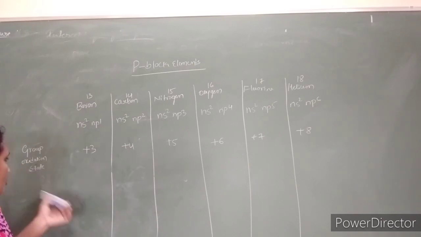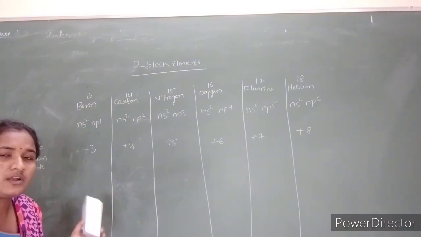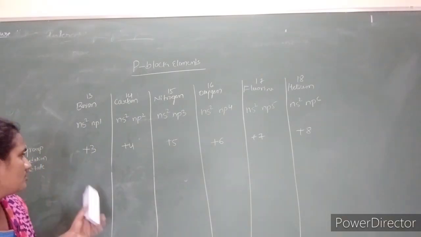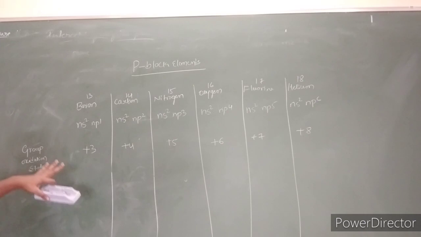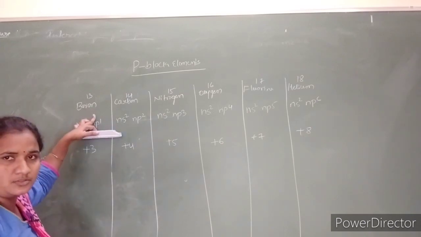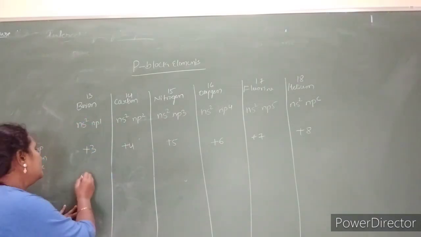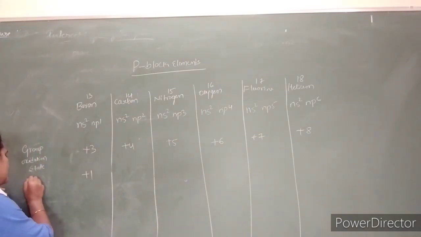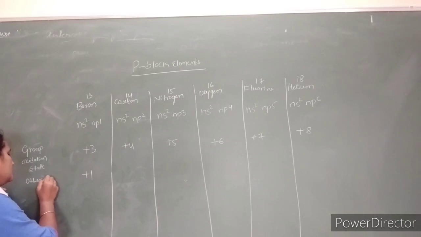Other than the group oxidation state, the P block elements also show other oxidation states. Group 13 elements are able to show the +1 oxidation state. These are the other oxidation states.